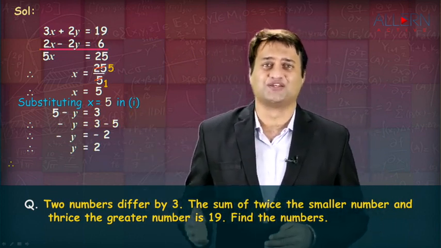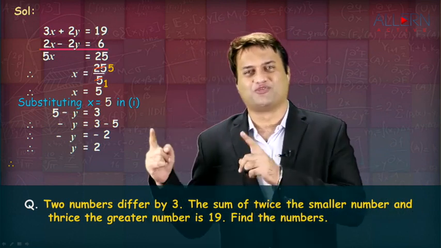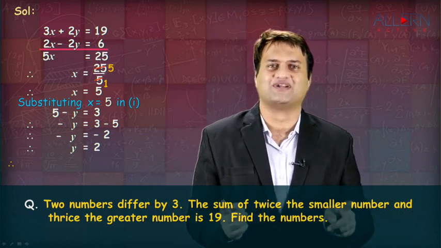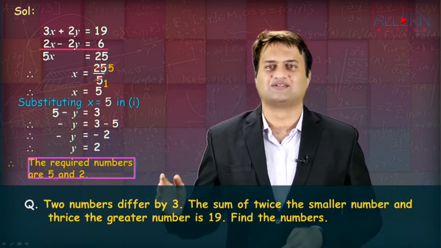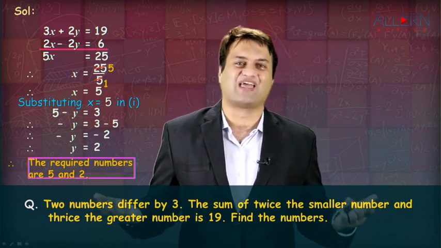Your final answer should not be the solution is 5 comma 2, because it's a word problem, your final answer should be in words. The question is find the numbers. So, your answer is therefore the required numbers are 5 and 2. As simple as that.